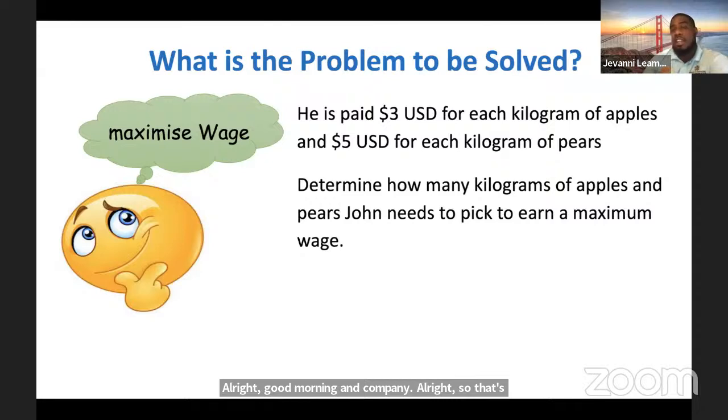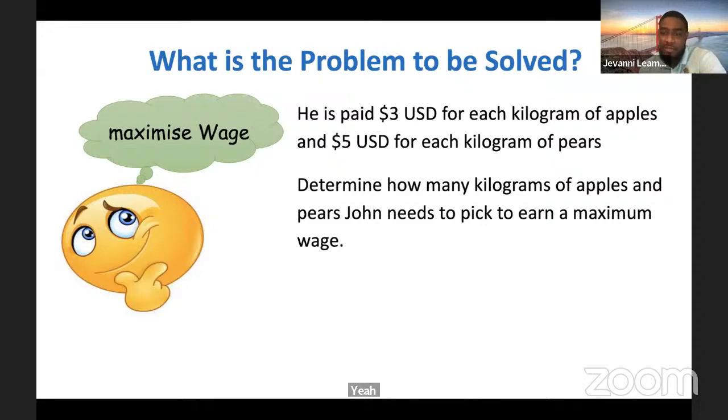Now, how would I represent that maximum wage as an equation? What values should I be using? You said 3x added to 5y is equal to money. All right, but what is 3x plus 5y equal to? It's not just money, it's the wage, right? Does anybody agree or disagree with the equation that Moya sent in the chat? 3x added to 5y.